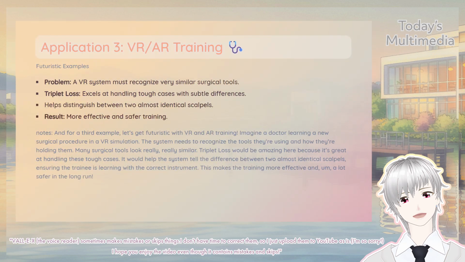And for a third example, let's get futuristic with VR and training. Imagine a doctor learning a new surgical procedure in a simulation. The system needs to recognize the tools they're using and how they're holding them. Many surgical tools look really similar. Triplet Loss would be amazing here because it's great at handling these tough cases. It would help the system tell the difference between two almost identical scalpels, ensuring the trainee is learning with the correct instrument. This makes the training more effective and a lot safer in the long run.